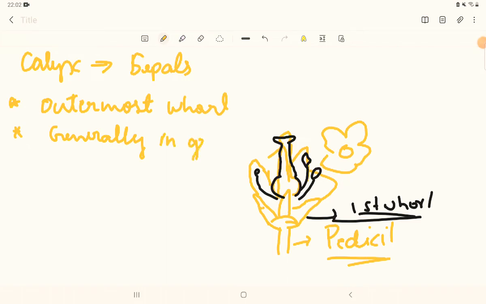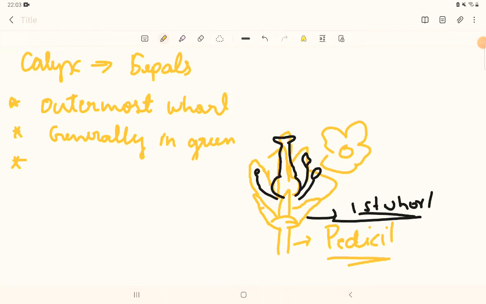Generally, I'm saying not all, but generally green. There are other colors, for example in some flowers and many other plants also, where the sepals or the calyx is of other colors.